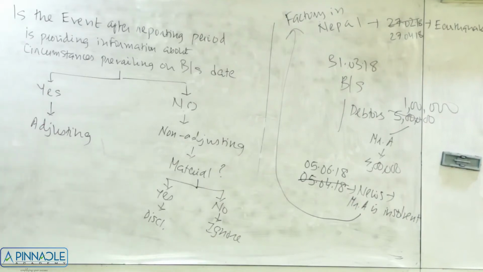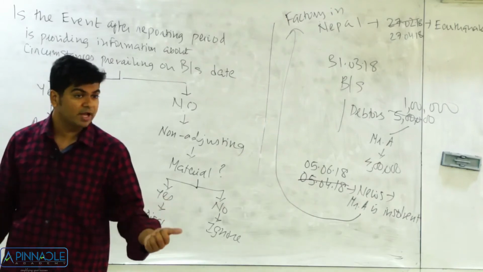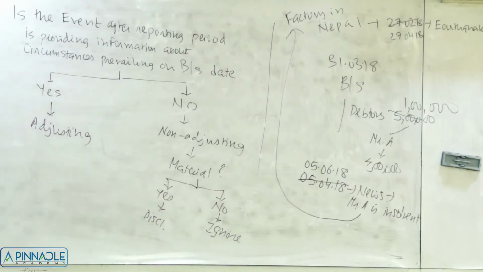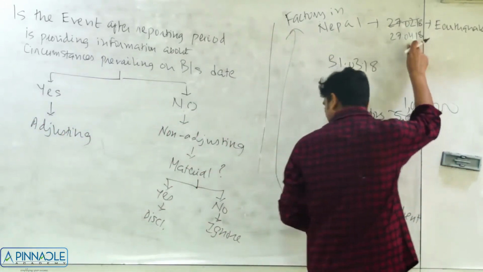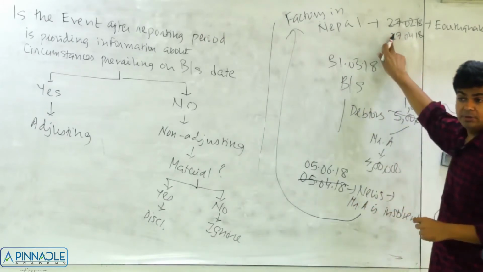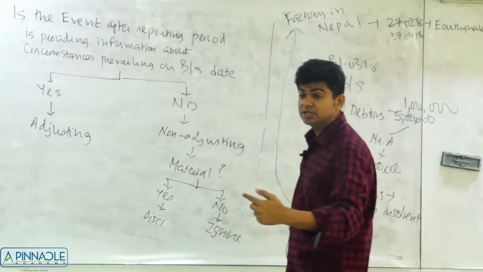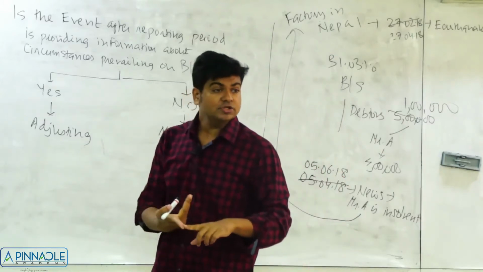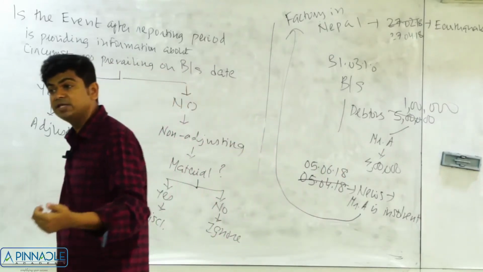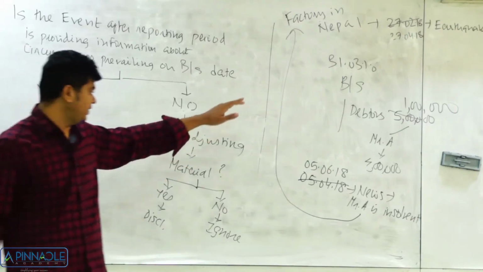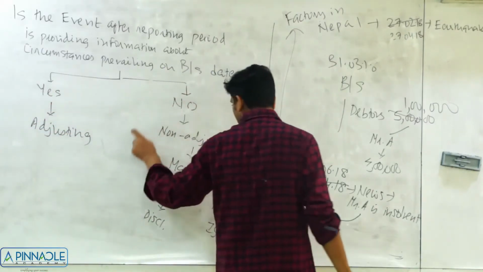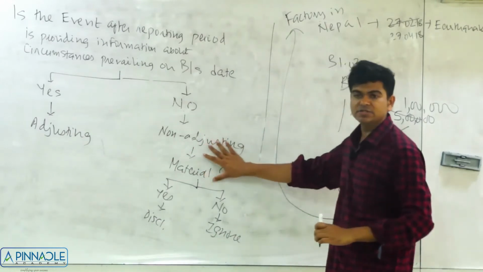So again you are getting news that your debtor has become insolvent. Again you will scrutinize the matter, how come the debtor has become insolvent. We now realize that this debtor had a factory in Nepal, and because of the earthquake the entire factory has been destroyed. Now when did this earthquake happen? After the balance sheet date. So now tell me, the conditions which led to the insolvency of the debtor, were those conditions prevailing on the balance sheet date? Yes or no? No. So that means this is now a non-adjusting event, right?